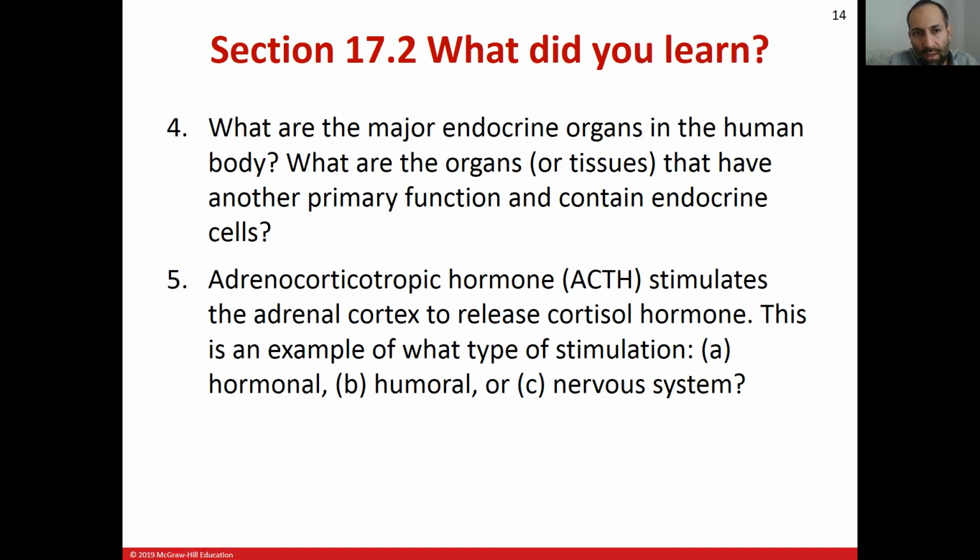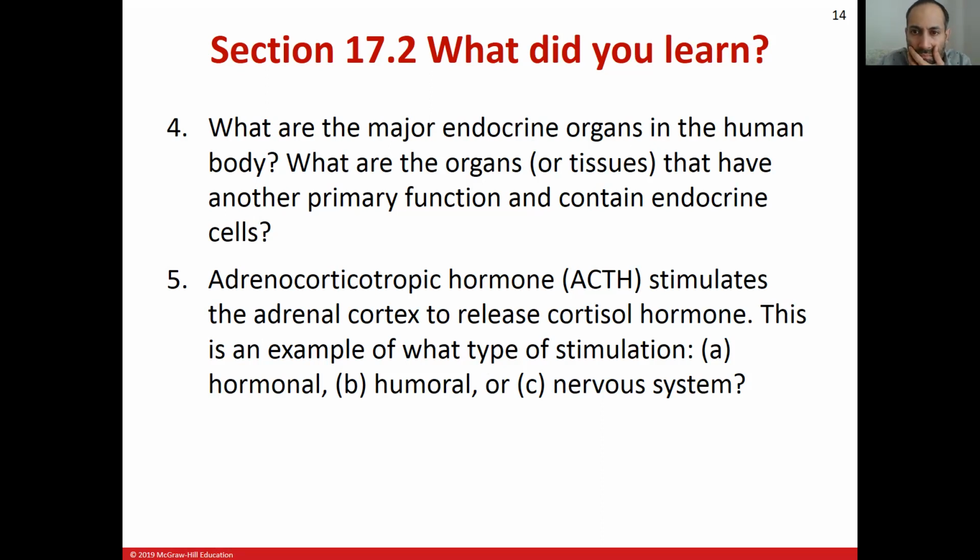Okay, answers to these questions. What are the major endocrine organs in the human body? All right, let's count them from the top. Pituitary gland, right up here, right? Then the thyroid gland in the neck, then the thymus in the chest, right? Then the pancreas, which is in the abdomen, right? Then the adrenal glands, which are on top of your kidneys, then the testicles and the ovaries in the pelvis down there, okay? What are the organs that have another primary function and contain endocrine cells? So these would be our secondary glands that we saw before: the hypothalamus, skin, stomach, liver, right? All of those.